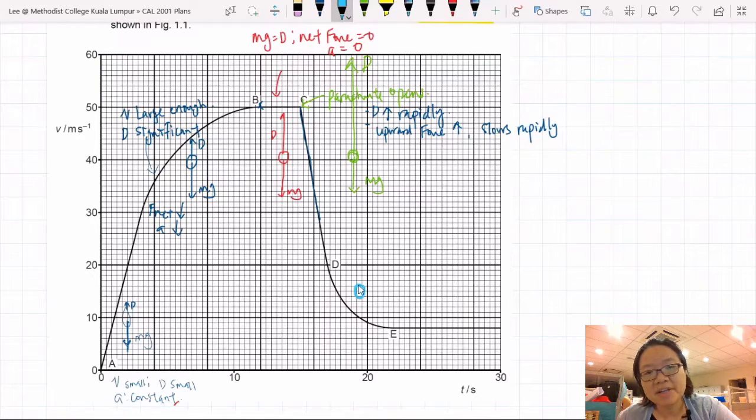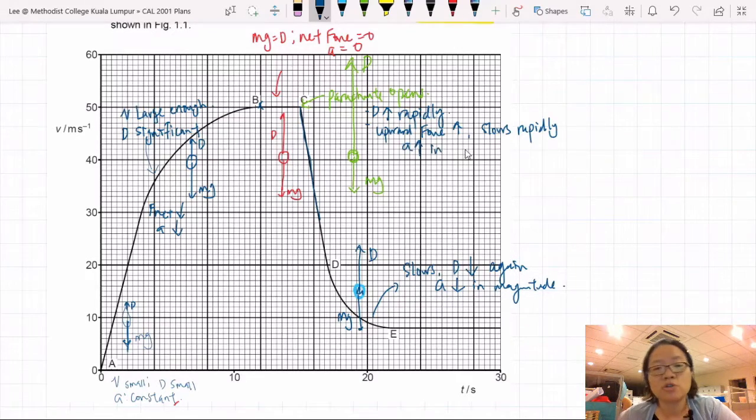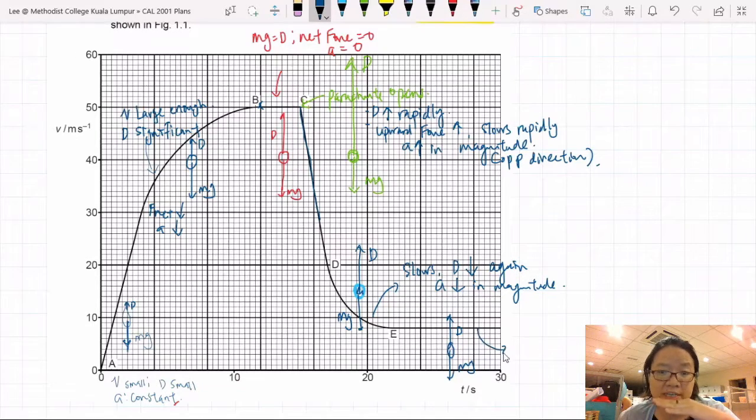Then finally at point D, the drag force will decrease because you have slowed down already. So at DE, it's slowing down, so your D will decrease back. Because your drag force decreases again, the acceleration will decrease in magnitude, so the gradient is getting less steep. It's the same idea as in the beginning: when you open the parachute, the acceleration increased in magnitude in the opposite direction. Finally, you notice after E, it flattens out because D is equal to mg again.